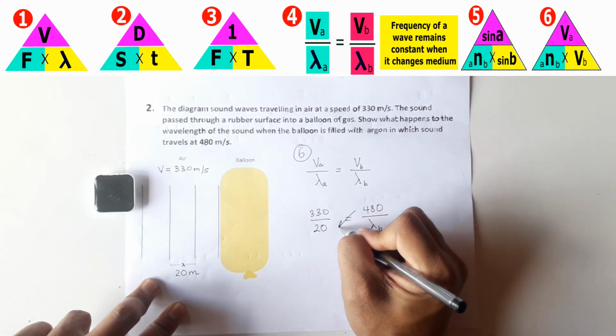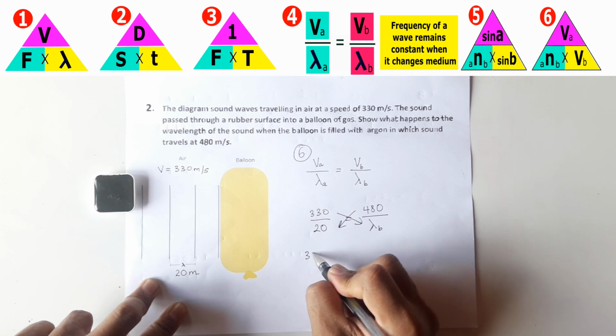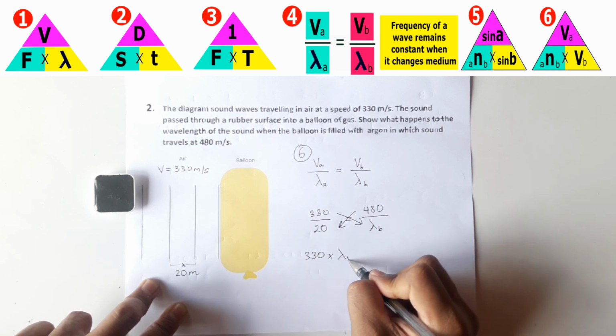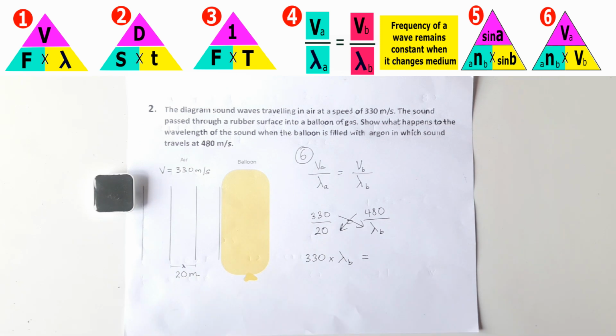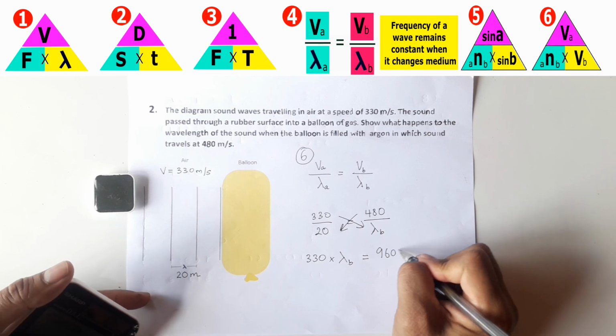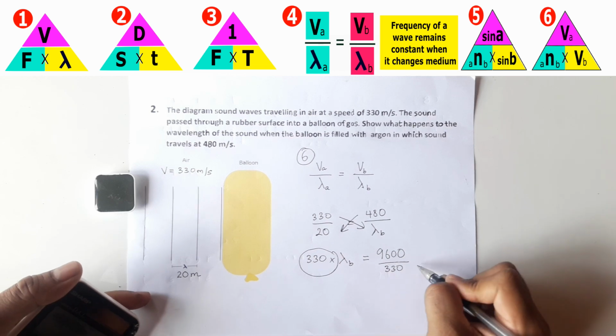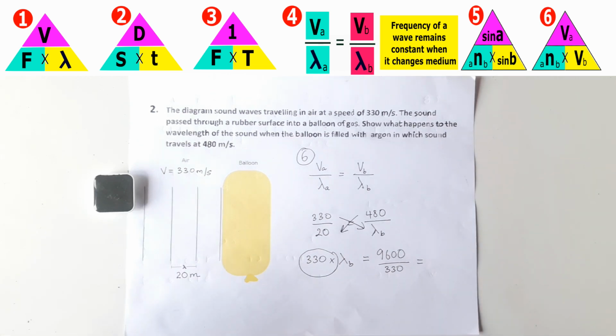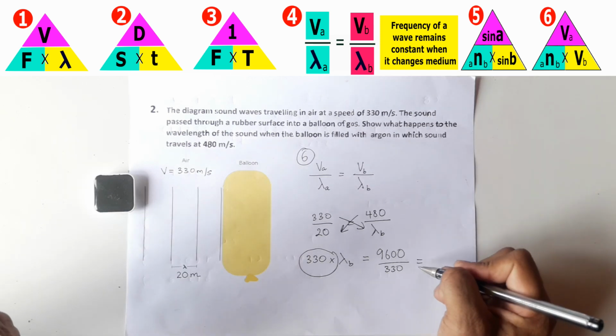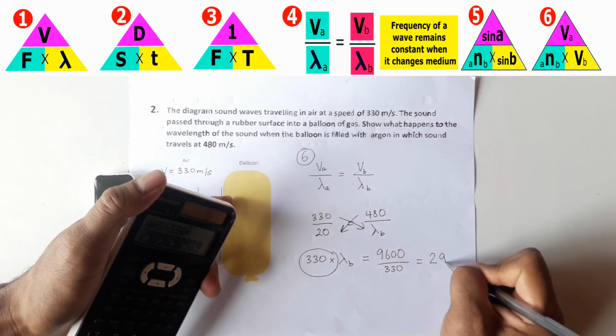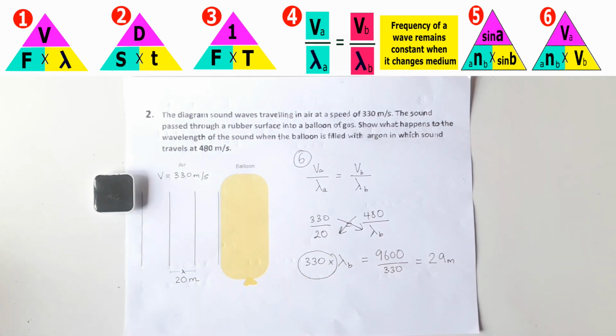So all we have to do is cross multiply. 330 multiplied by wavelength B is equal to 480 multiplied by 20, which is 9,600. To solve for this, we throw across the 330, which is a multiply, it becomes a divide, and we get roughly, I'm just going to put the nearest whole number, 29 meters. So, in a case like this, the wavelength went from 20 and inside the balloon is 29.